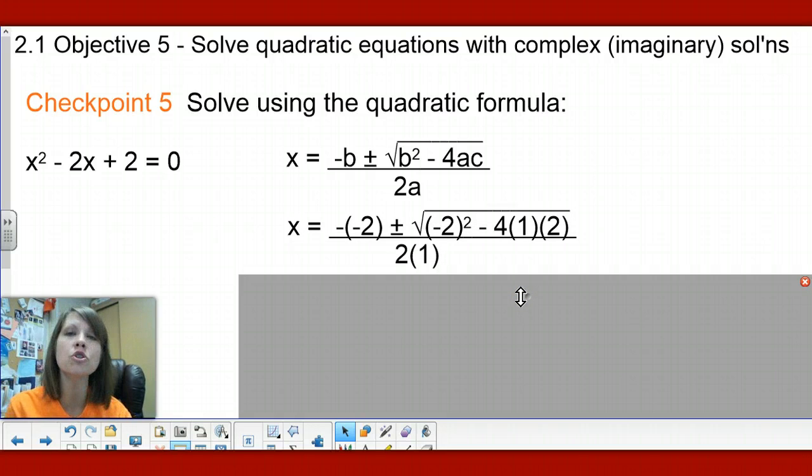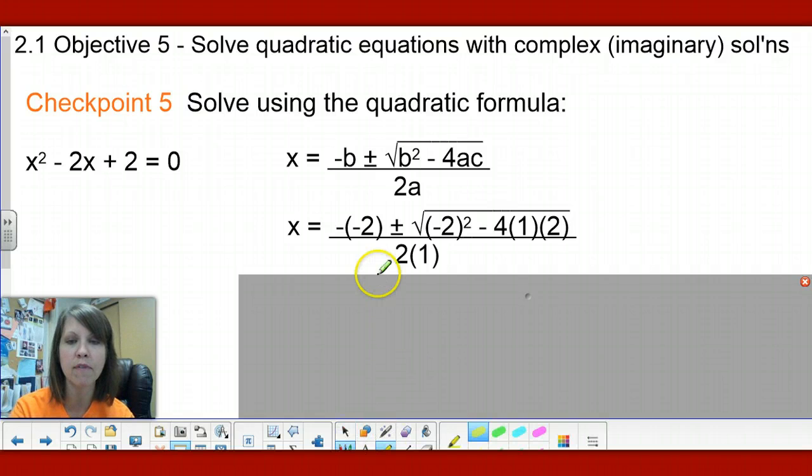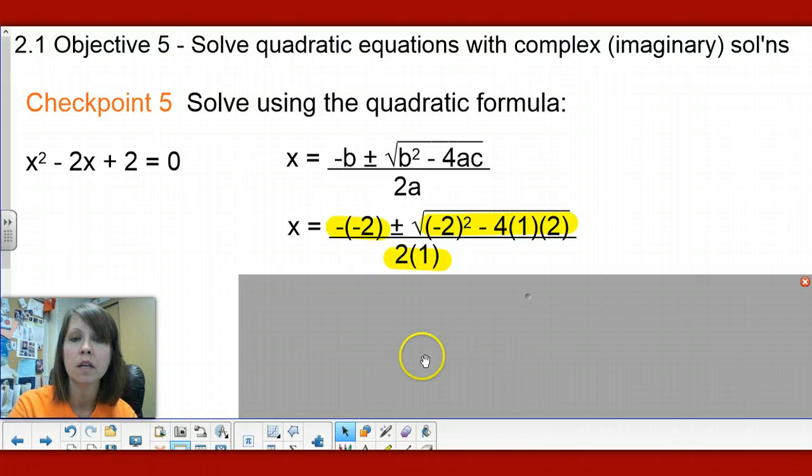And then don't just go substituting this into your calculator. You want to simplify. What we're going to do is simplify each of the 3 parts. And here are the 3 parts. The negative version of b, the discriminant, which is the b squared minus 4ac, and the all over 2a. We're going to simplify those separately.